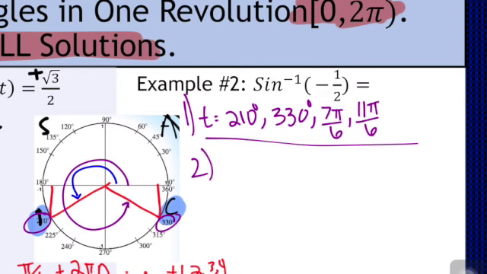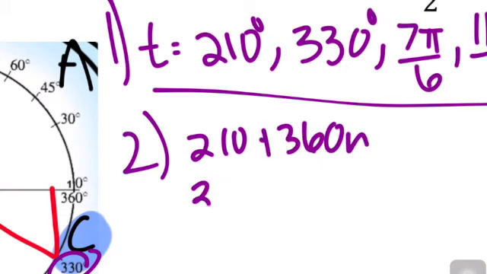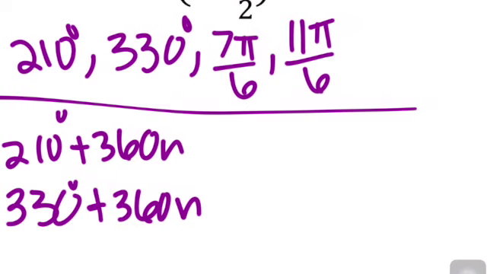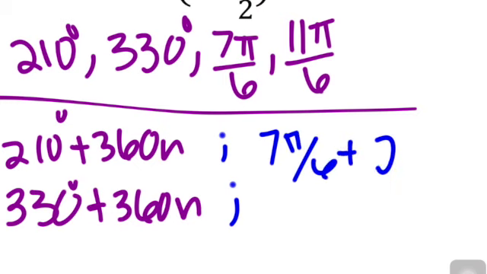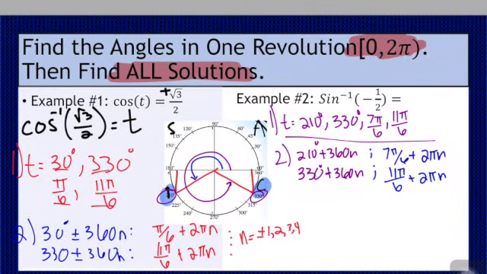Now for the second part, we're going to do what we did before. I'm going to take 210, and I'm just going to add multiples of 360. I'm going to take 330, and I'm just going to add multiples of 360. Then I'm going to take 7 pi over 6, and then I'm going to add multiples of 2 pi. And then I'm going to take 11 pi over 6, and then I'm just going to add multiples of 2 pi again. And that should give you all the answers, right?